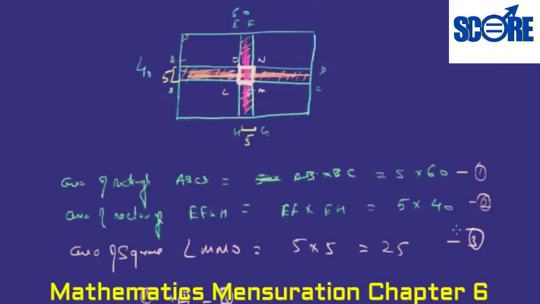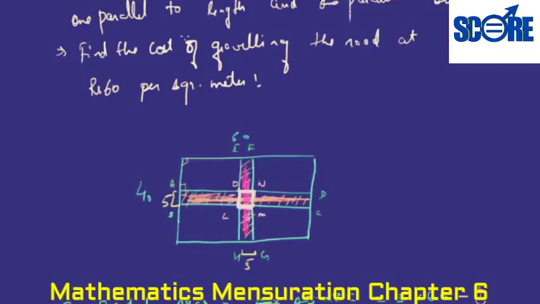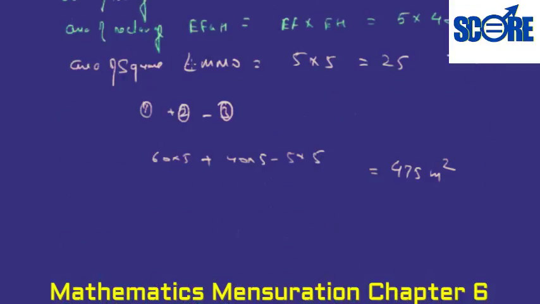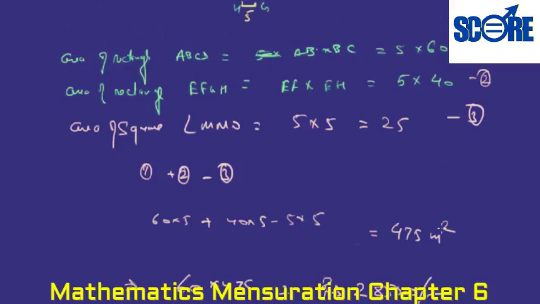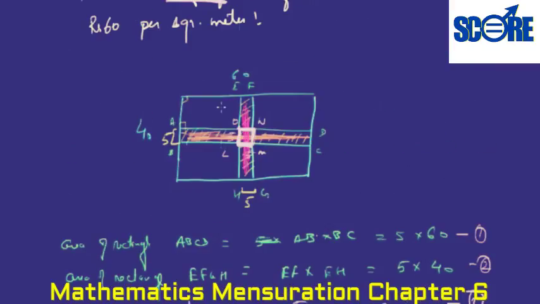Now we have to calculate the cost of graveling the roads. The cost is 60 rupees per square meter, and we got 475 square meters. Now let's multiply: 60 into 475 square meters. That is 28,500 rupees required for graveling these roads. I have given you this problem because of this concept, because many students calculate this area twice here.